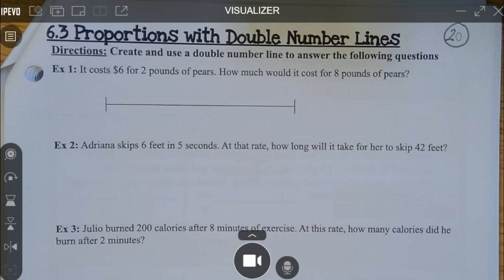Hello, my little mathematicians. Today, we're going to learn how to solve proportions with double number lines. Okay, it's actually really simple. So let's go ahead and look at this first word problem.